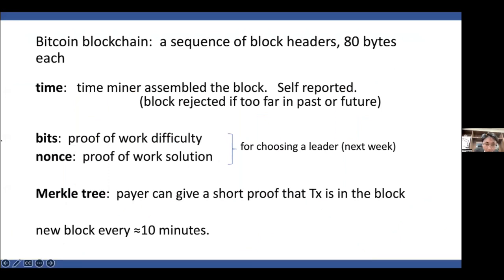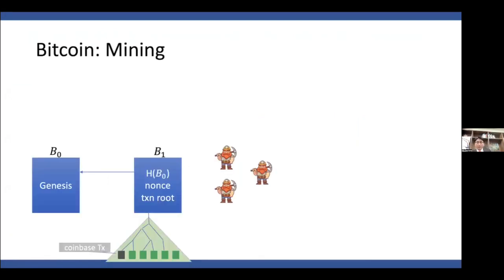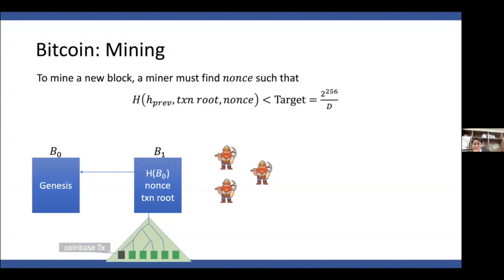Let me just go to the mining. Yes, so mining is the heart of this Bitcoin consensus. The notion of mining is to create a new block as a leader. Now the miner must find a nonce such that the hash of the previous block, the transaction root, the commitment of all the transactions that you decide to include in this block, and a nonce, is smaller than a certain target value. Nonce is just a random number that you choose. This target value is a quite small number, and it gets smaller and smaller, so that it becomes harder and harder to find a nonce that satisfies this.